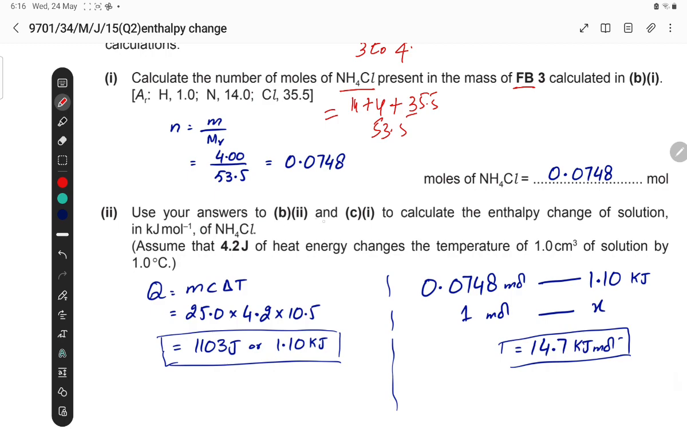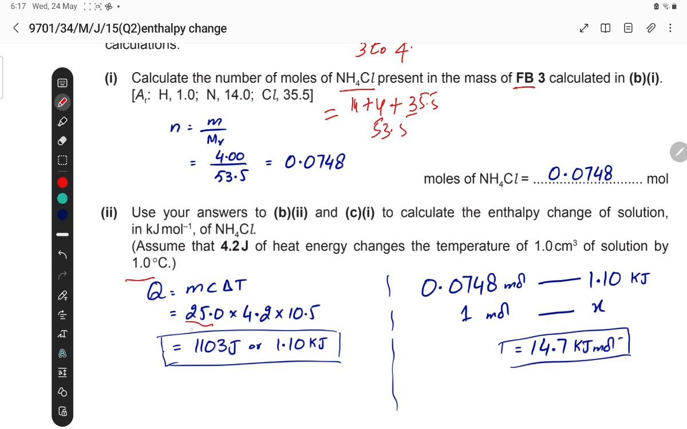Use your answer to B2 and C1 to calculate the enthalpy change of solution in kilojoule per mole of ammonium chloride. Assume that 4.2 joule of heat energy changes the temperature of 1 centimeter cube of solution by 1 degree centigrade. So write down the formula. Q is equal to mc delta T.